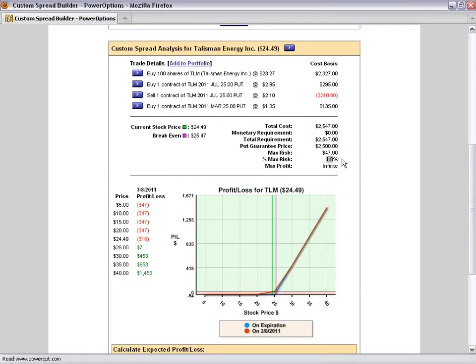Now, what do I have now? Great, I reduced my risk. My maximum risk is at 1.8%. So the most I can lose now in the position is 1.8%. That did solve the problem, but now I only have 24 days for the stock to continue to move up.